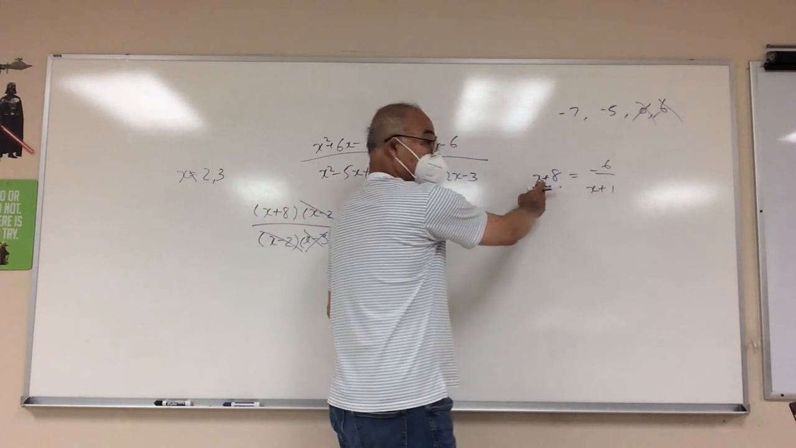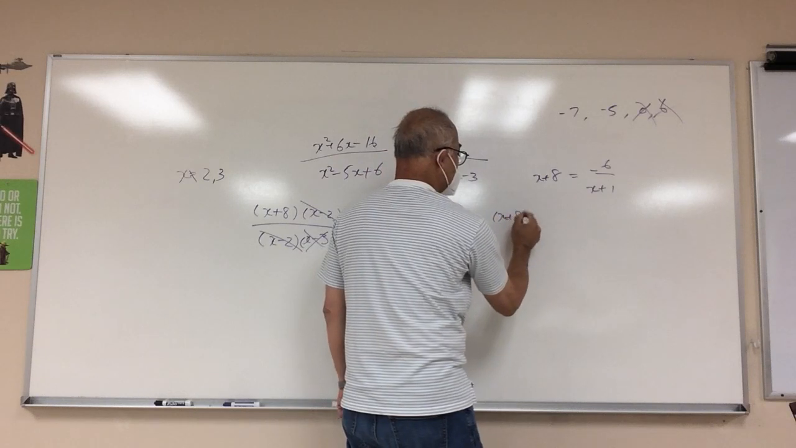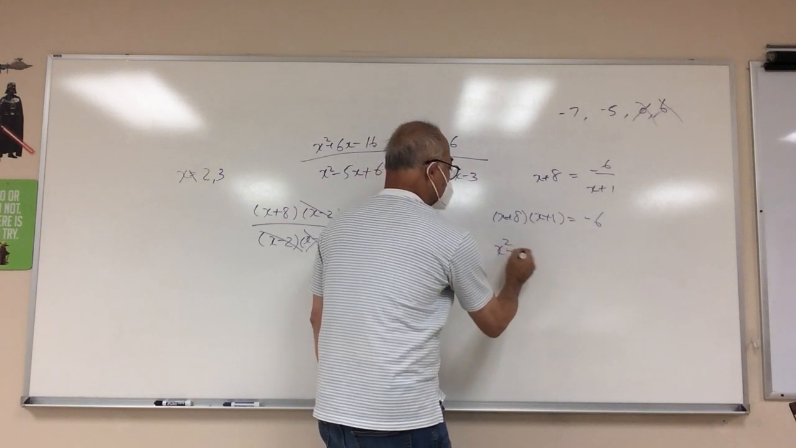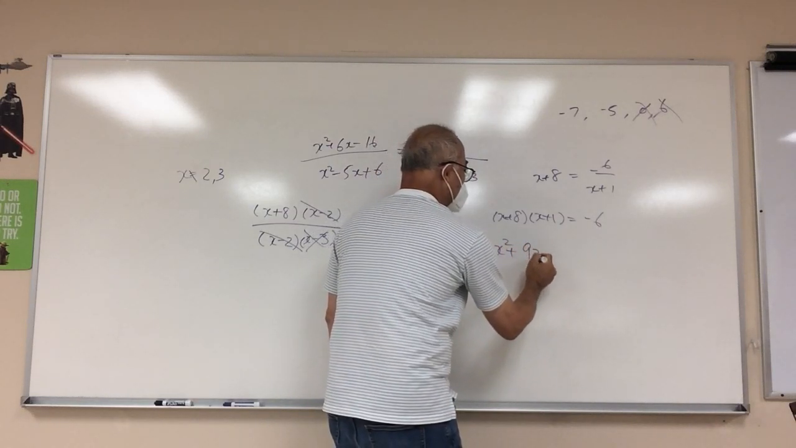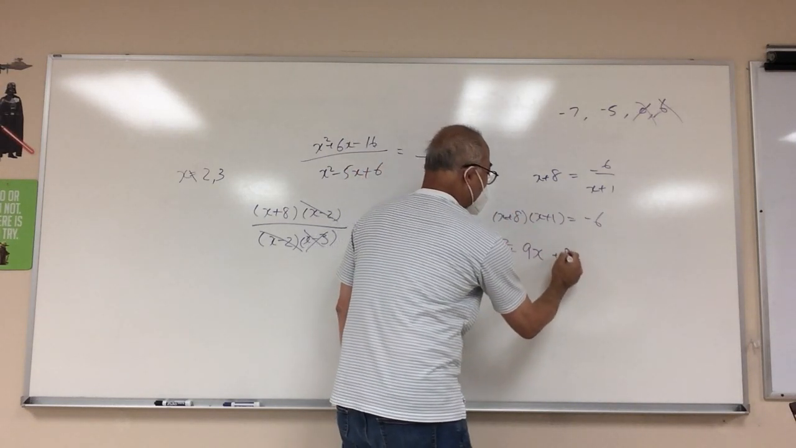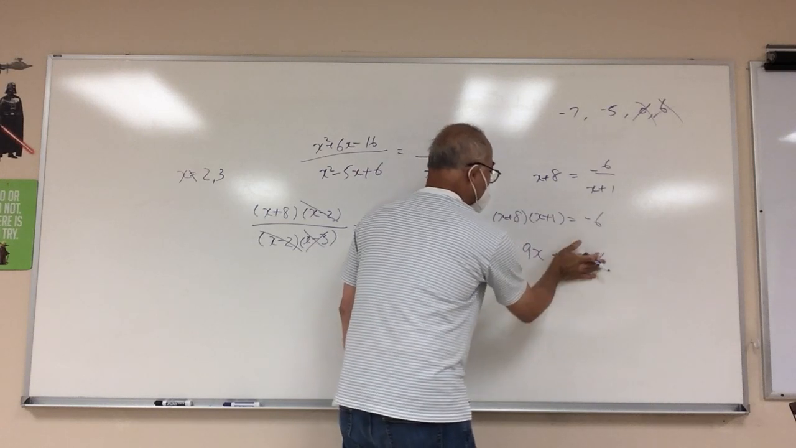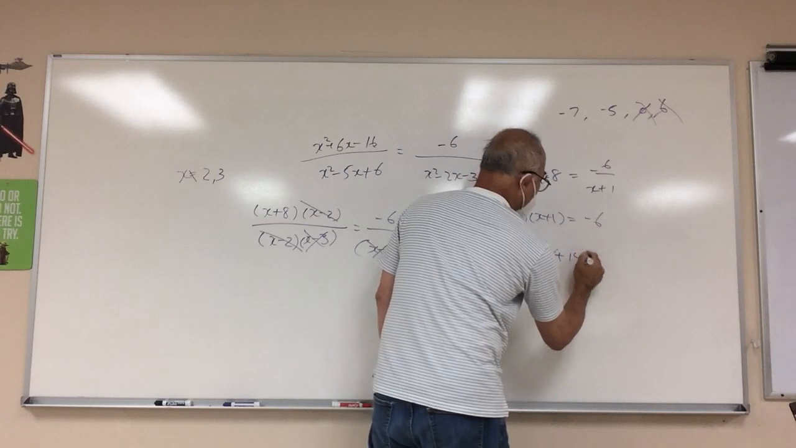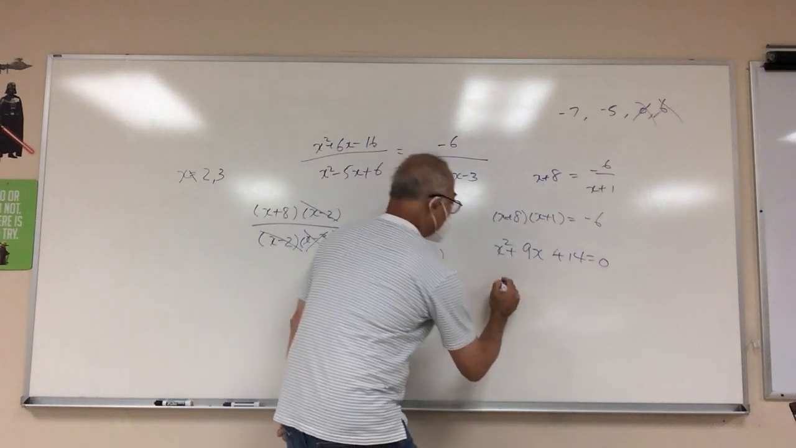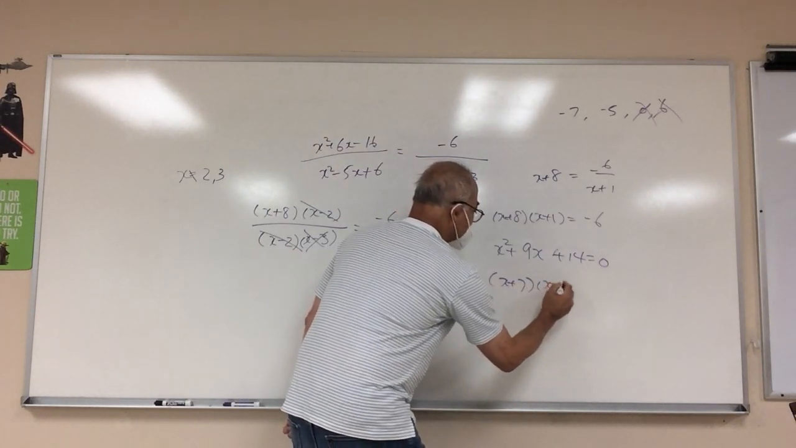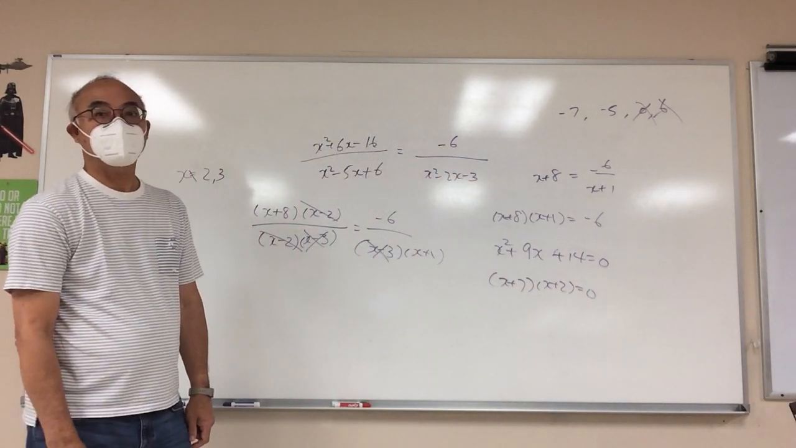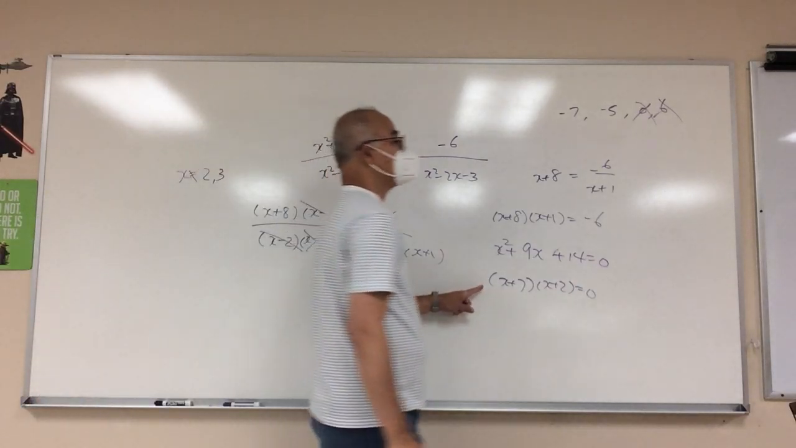What's the next step? I multiply this over, right? X plus 8 times x plus 1 equals negative 6. x squared plus 9x, right? I have 8 here and I have 1 here. When I multiply this, I get 8 is equal to negative 6. Move the 6 over. 14. Correct? X plus 7, x plus 2 is equal to 0. X is going to be either negative 2 or negative 7, right?